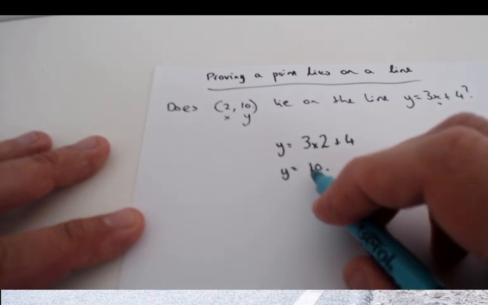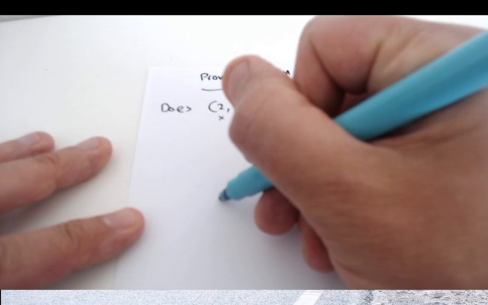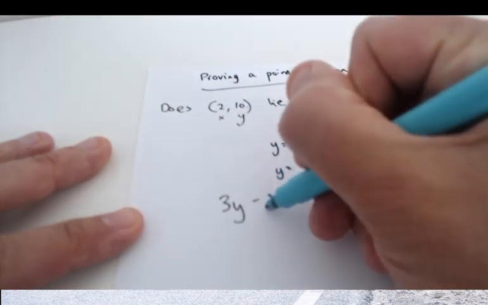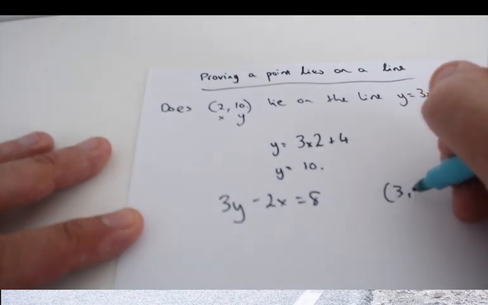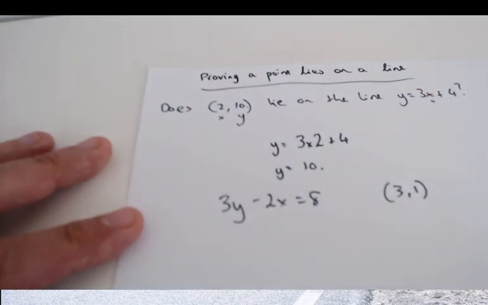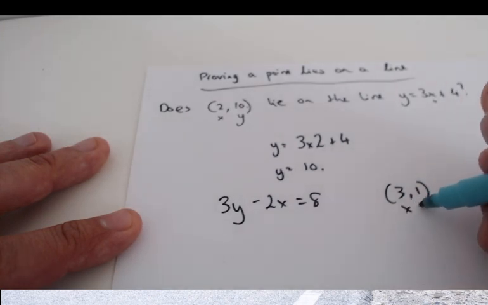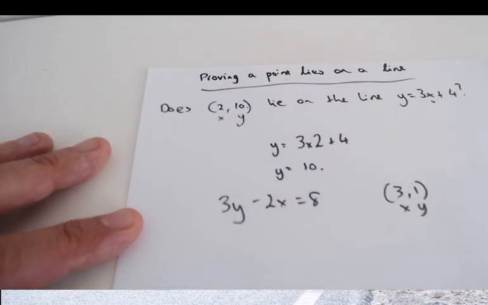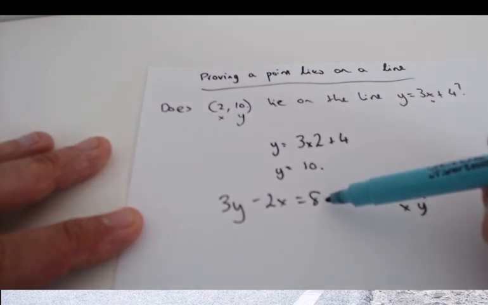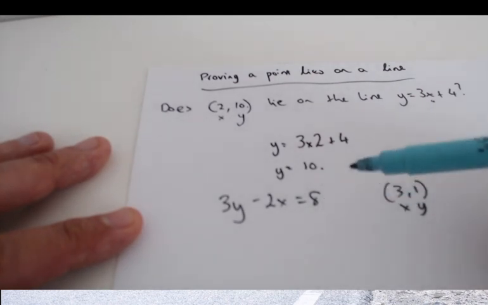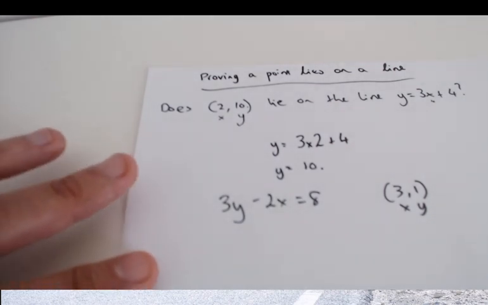Okay, looking at an equation that's slightly different, this time say we've got the equation 3y − 2x = 8, and I want to check if the point (3,1) lies on this line. Now this time I am going to substitute both x and y into this equation, and then we are going to see if it equals 8. If it does equal 8, then yes, it lies on the line. If it doesn't equal 8, no, it doesn't lie on the line.